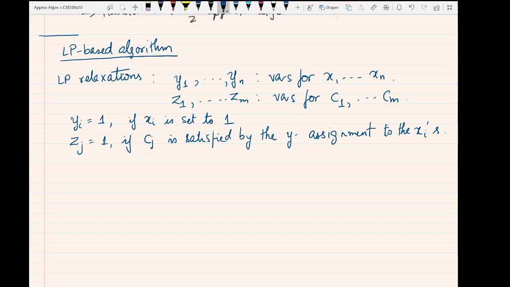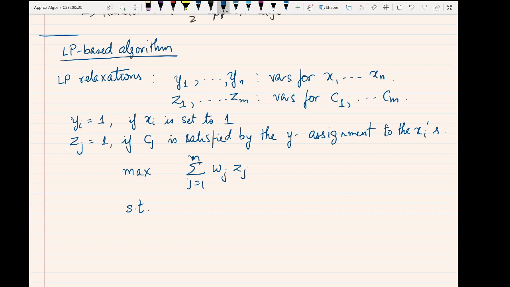Okay. Now the LP relaxation is quite simple to write out, especially the objective. We want to maximize the weight of the satisfied clauses. So this is quite simply the summation over all j of wj zj. Subject to the constraints, well, zj should be 1 if any literal in the clause is set to 1.